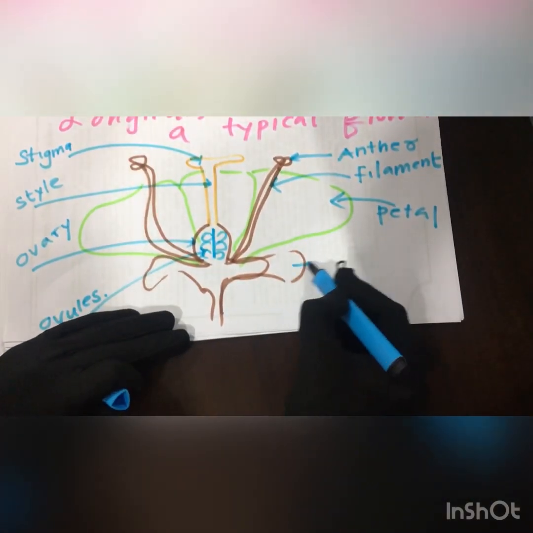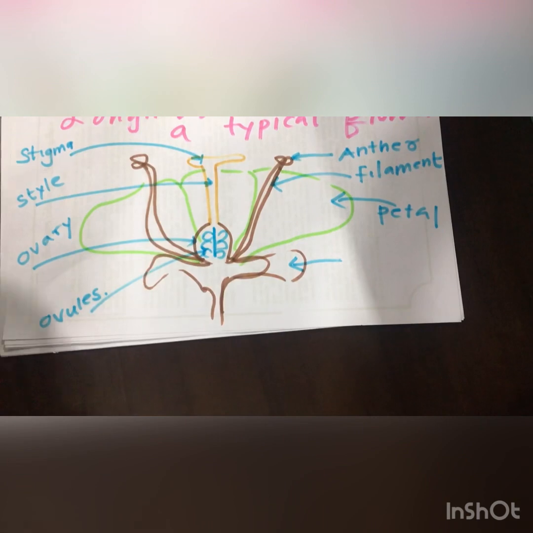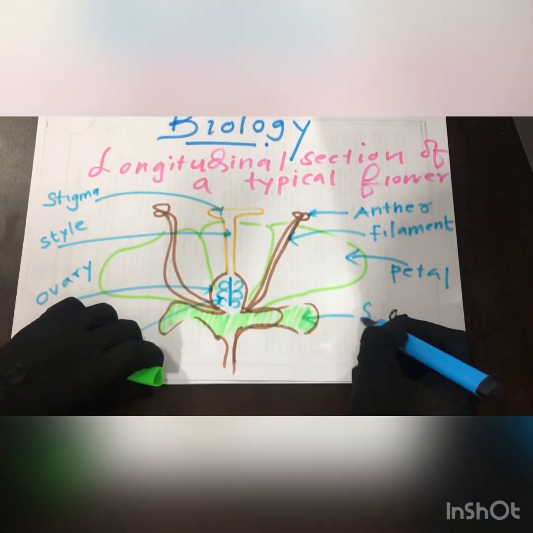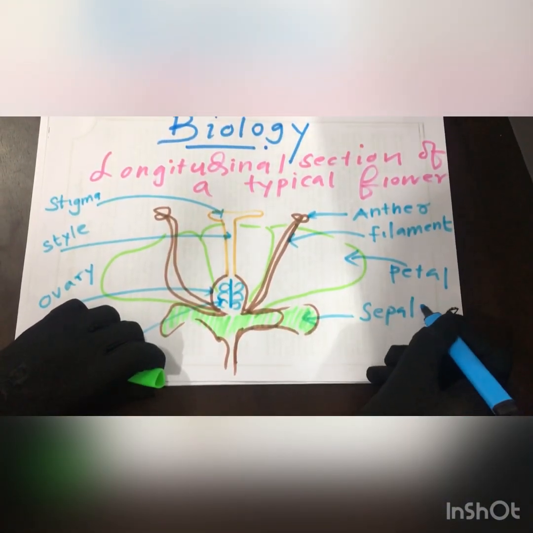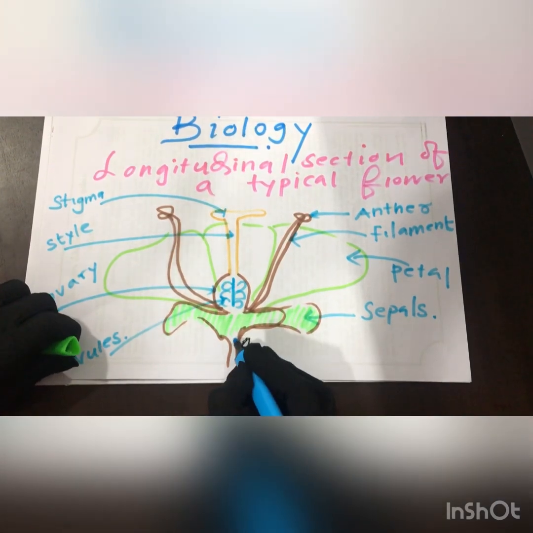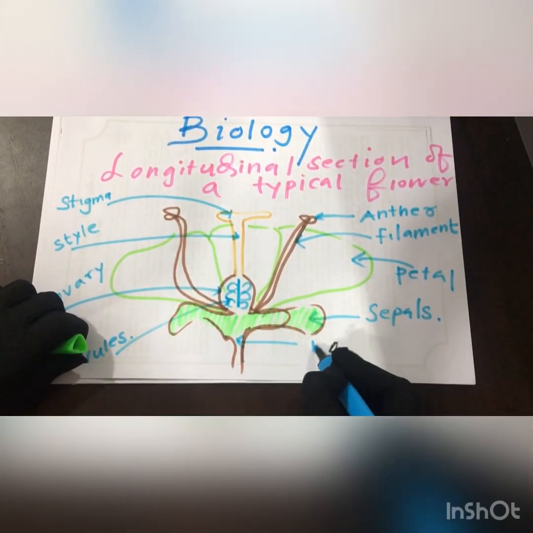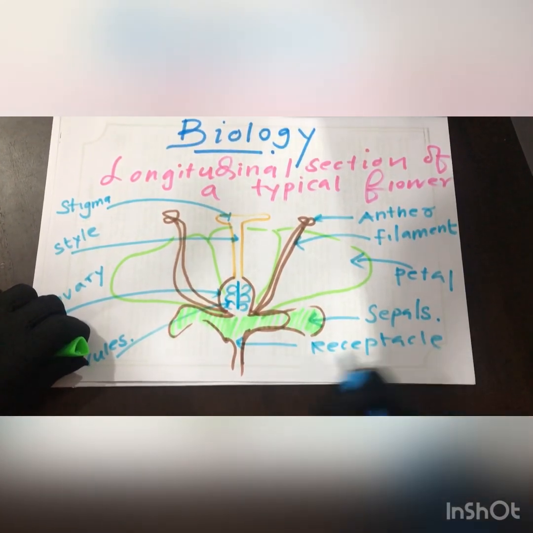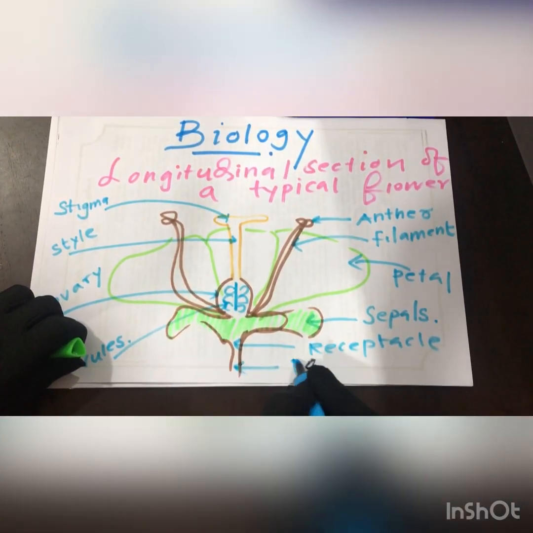and this is this part, the greenish part of the flower. The greenish part of the flower that is present below the petals, we say as sepals, and this is the receptacle, and this is the pedicel.